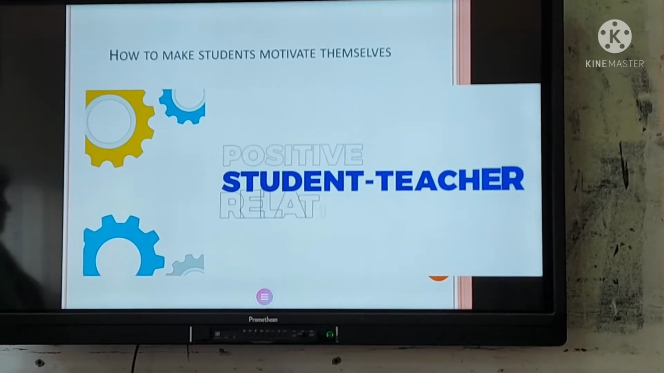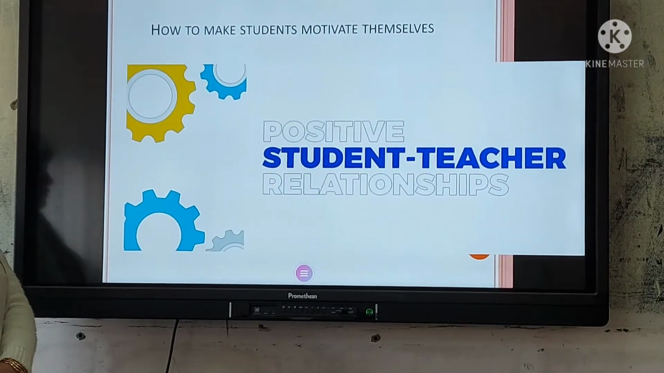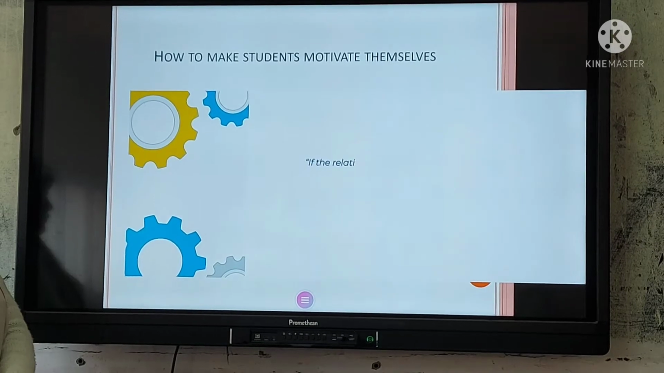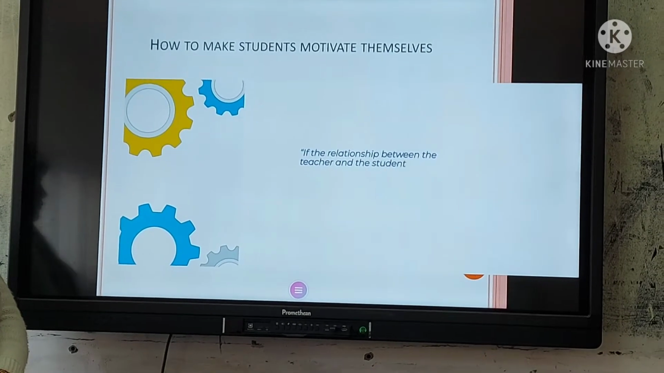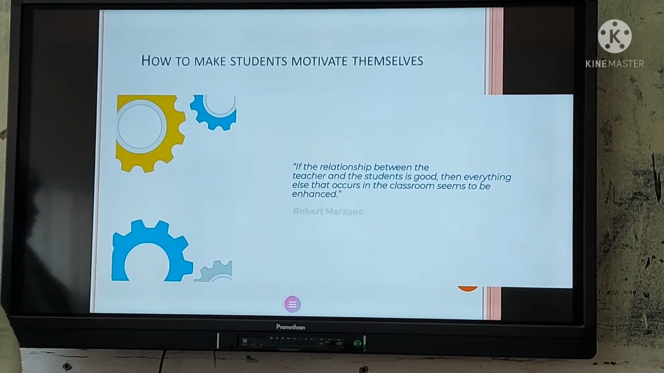Mountains of research highlight the importance of a positive student-teacher relationship. In fact, education researcher Robert Marzano concludes that if the relationship between the teacher and the students is good, then everything else that occurs in the classroom seems to be enhanced.